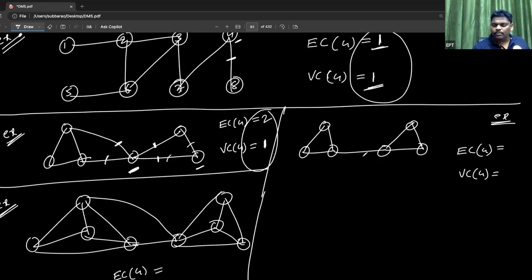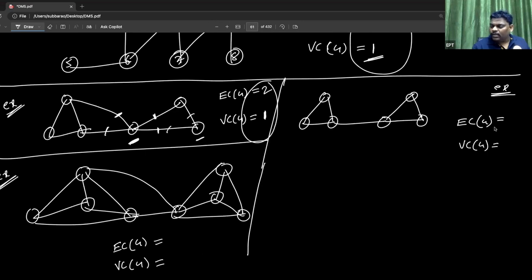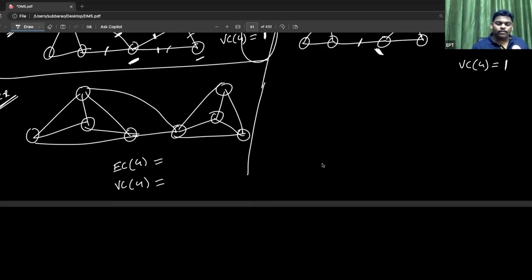Right? Come to this problem. What is the answer? Edge connectivity number, vertex connectivity number. I think here 1. Graph becomes disconnected. But what about the edge connectivity number? I think this is also 1. One edge you can delete. Now come here. What about the vertex connectivity number? I think it is 1. What about edges? I think 3. Any 2 chance? No.